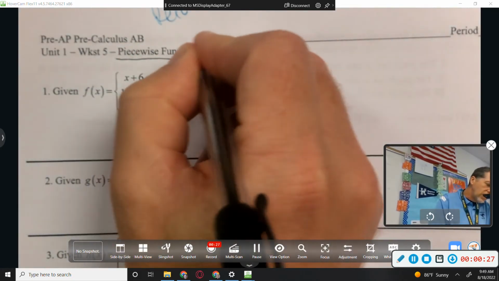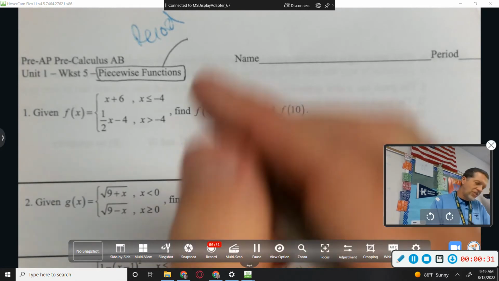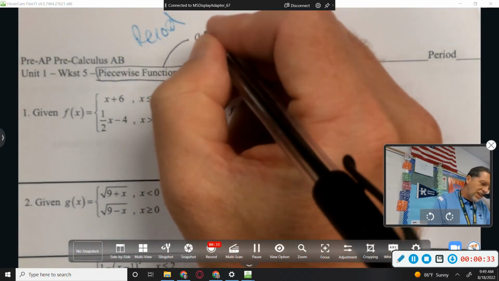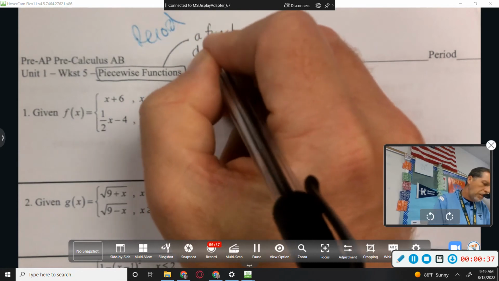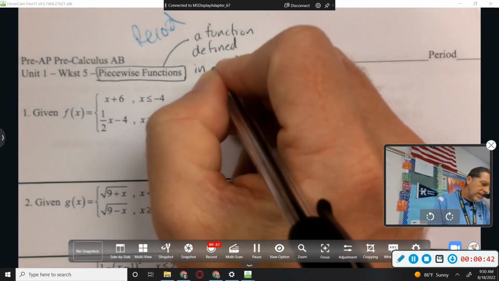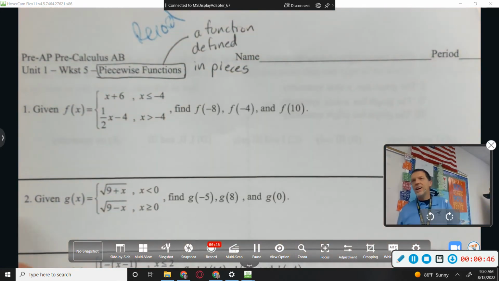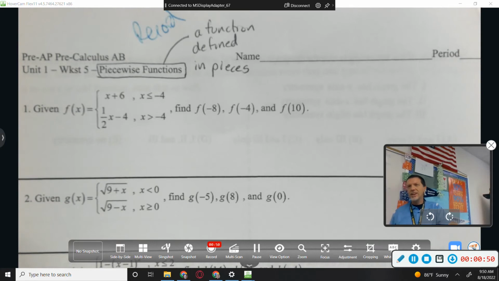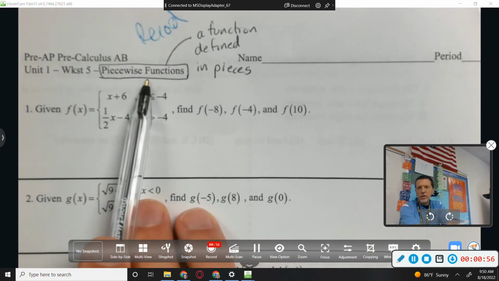Piecewise functions. A definition, although this isn't a great definition, is it's a function defined in pieces. I feel like that definition would not fly in an English class, right? It feels rather circular. But this function has two pieces to it, so we call it a piecewise function.